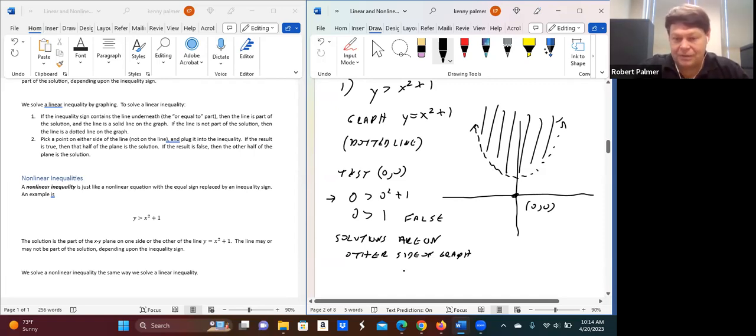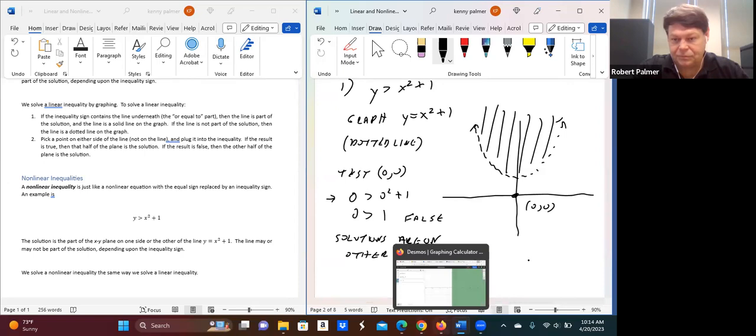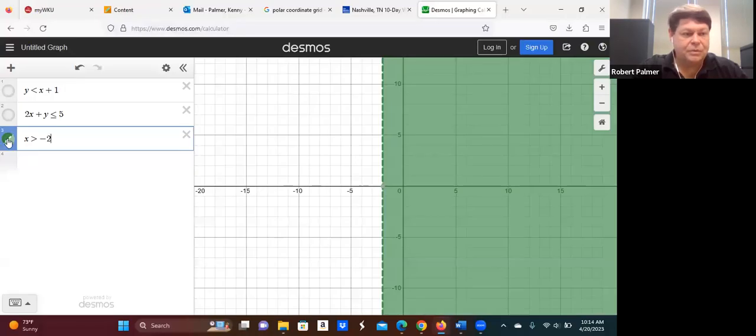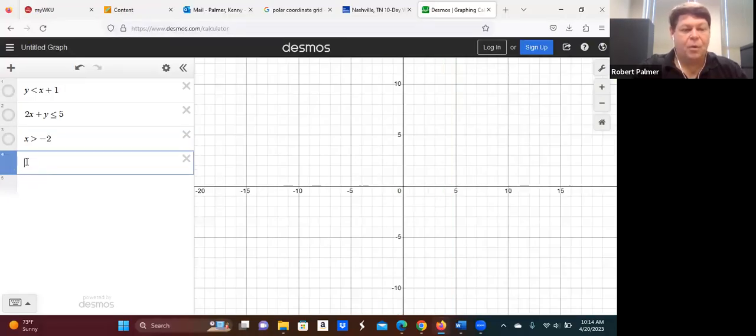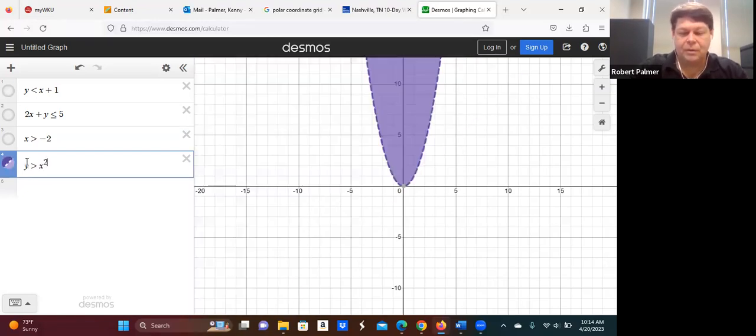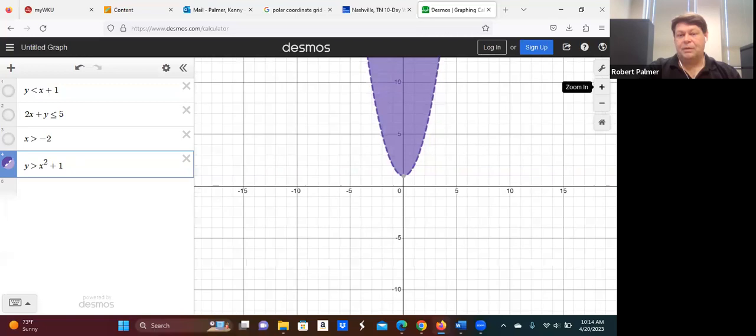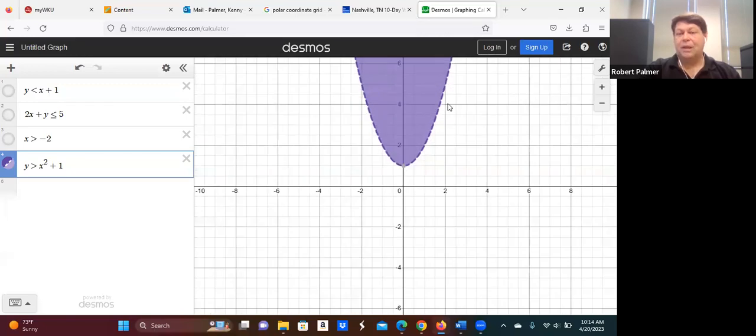Okay, so let's take a look at that. Let's get into Desmos. Let's turn this one off. So we have y greater than x squared plus 1, exactly as we said. Let me zoom in a bit. Once again, the line itself is dotted, meaning the line itself is not part of the solution, but what's above is the solution.